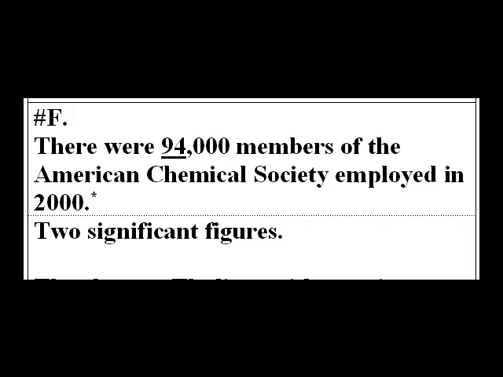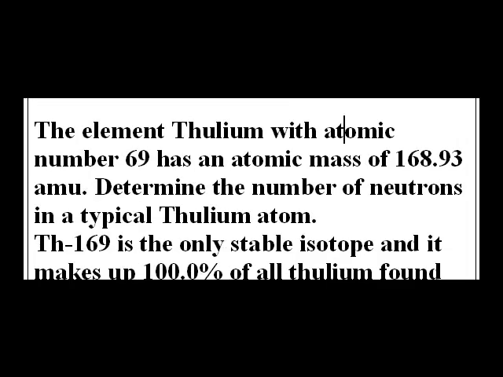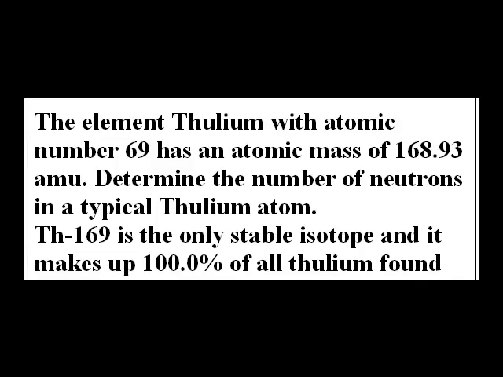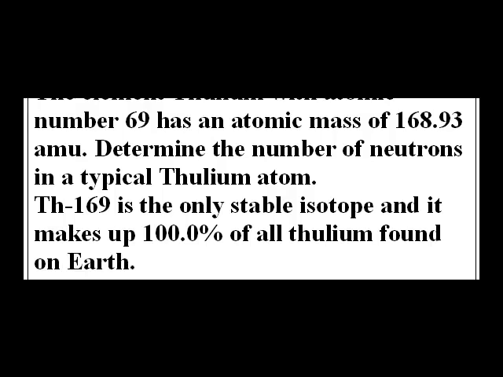Okay, this is where I had stopped. I said the 94,000, I got that from the context of how so many people are employed, and it sure looks like a rounded number, therefore two significant figures. Okay, the next one I got from the following. The element thulium, atomic number 69, has an atomic mass of 168.93. Determine the number of neutrons in a typical thulium atom. Thulium-169 is the only stable isotope, and it makes up 100.0% of all thulium found on Earth.